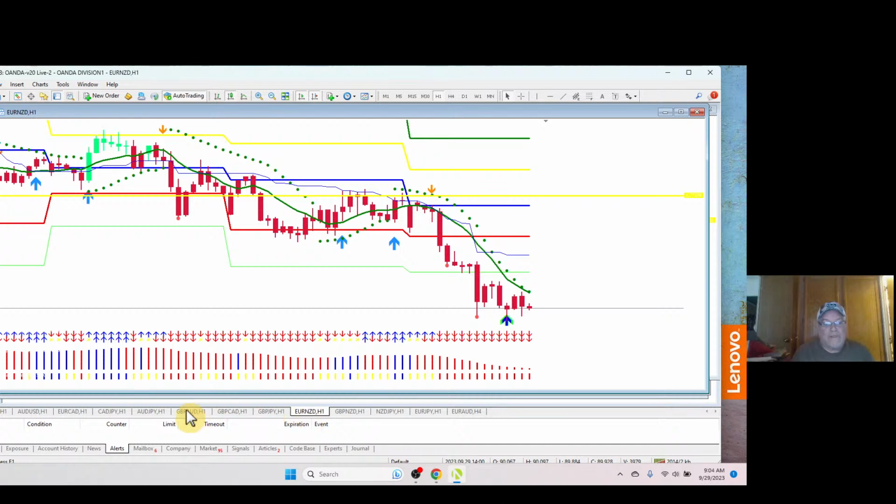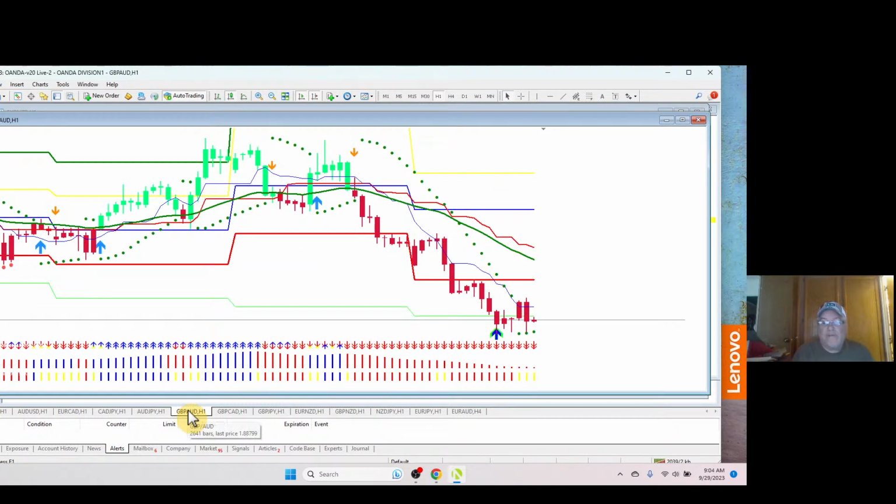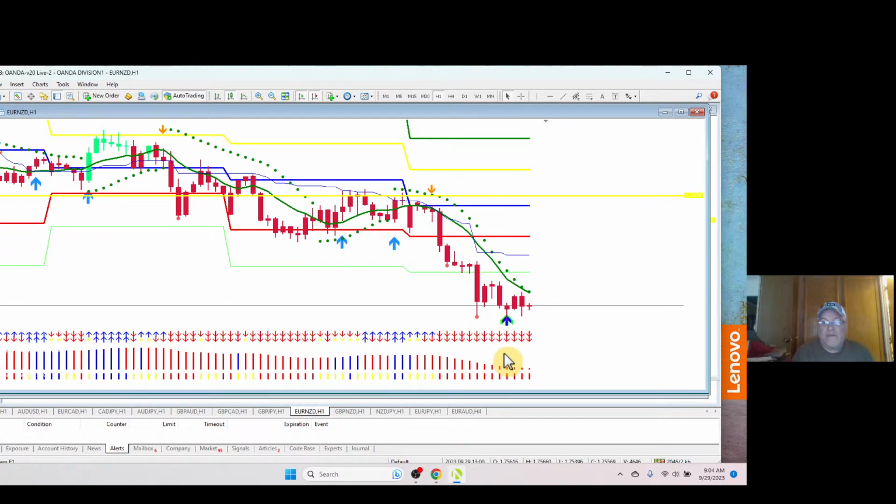And the Euro New Zealand. And the Pound Aussie. I see that'll be the same thing. If it takes out that low of that candle, it's going to take that one out. And that's on the Pound Aussie. Euro New Zealand, if it takes the low of that candle out, it's going to take that one out. So this hour, of course, the market's opening in about 25 minutes. So we'll see what's going to happen.